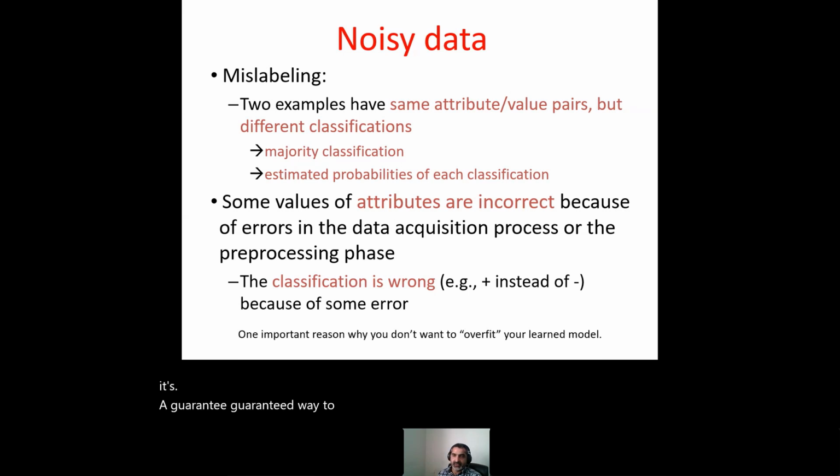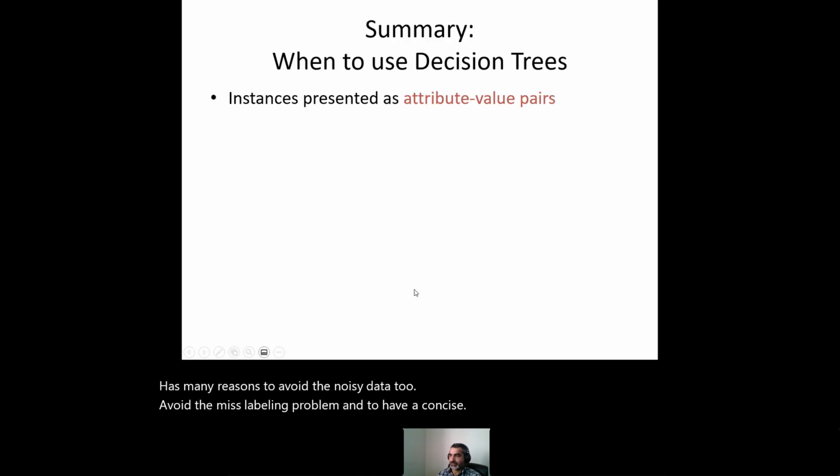So that's why avoiding overfitting has many reasons: to avoid the noisy data, to avoid the mislabeling problem, and to have a concise hypothesis, not too big, not too small.